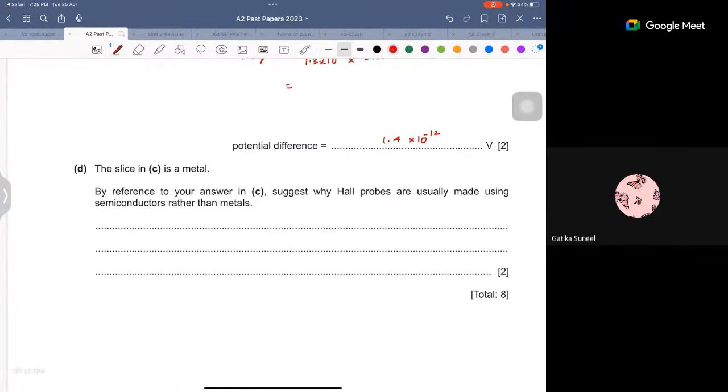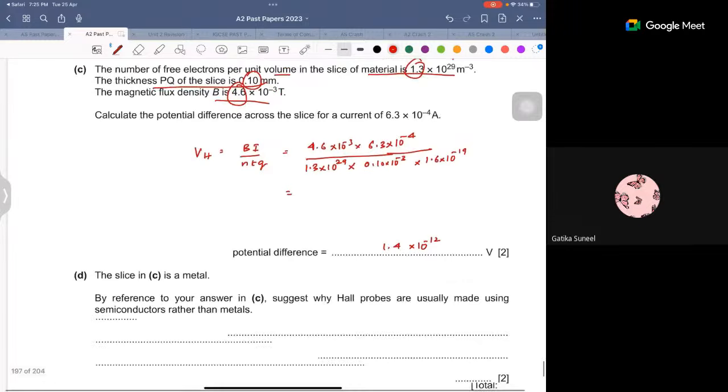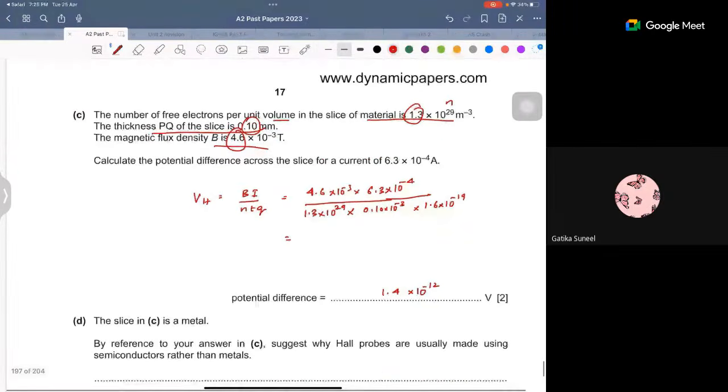So the slice is a metal. By reference to your answer, say why Hall probes are usually made of semiconductors. And this question repeats a lot. So you guys need to understand that if you look at the formula itself, N and V are inversely proportional. So the smaller the value of N is, the greater the Hall voltage is going to be. Generally, in metals, the number density of electrons is much higher. So you use semiconductors because they have a smaller value of N, which means you'll get a larger value of VH. Okay, so that's what you're going to write.